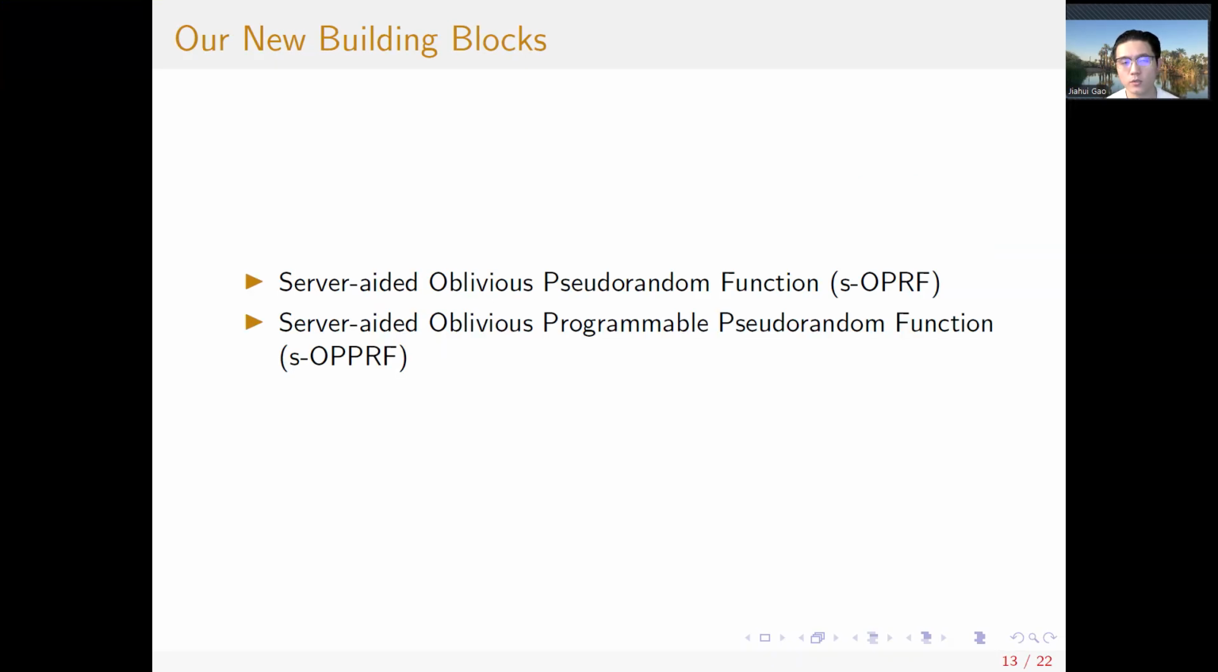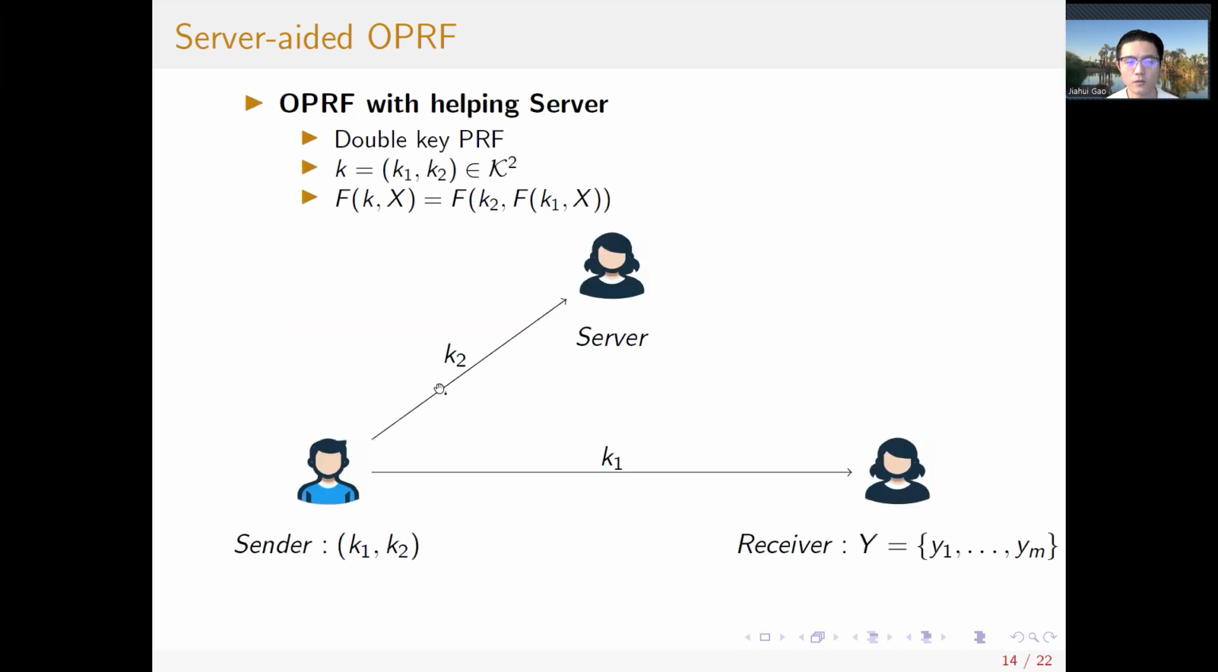Based on what I just introduced, we propose two new building blocks, the server aiding OPRF and server aiding OPPRF. For server aiding OPRF, we consider a double key PRF where F_K(X) is equal to F_K2 and F_K1(X). In this case, the sender has the key, which is a pair K1 and K2. The sender sends K1 to the receiver and K2 to the server. Then the receiver can compute the first layer of the PRF, which is F_K1(Y), and send it to the server. And the server can return the other layer of the PRF.